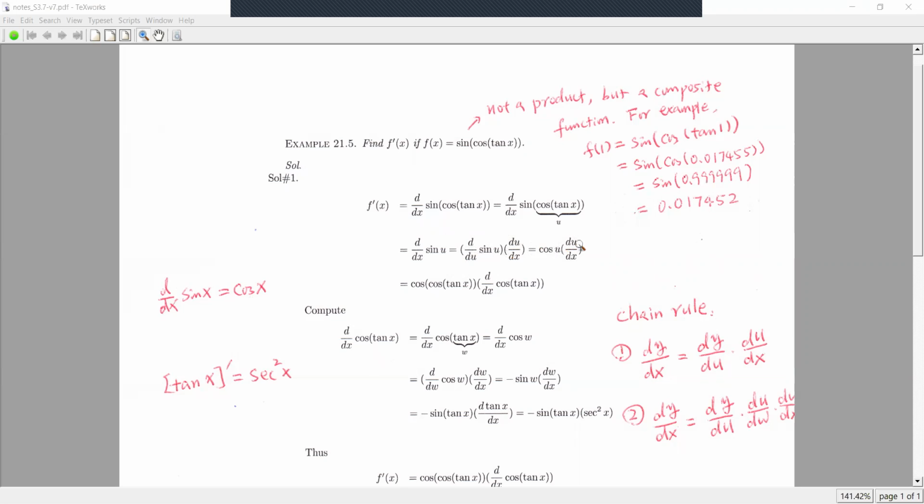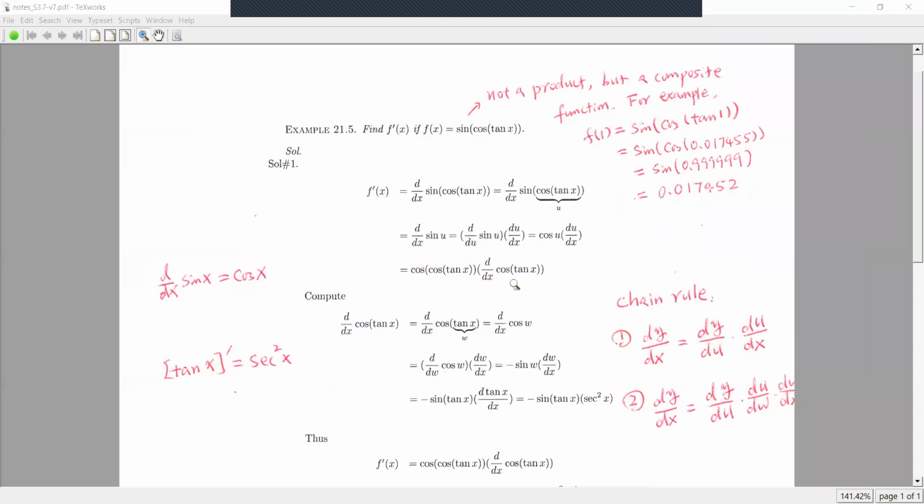Now remove the intermediate variable u. u is cosine of tangent of x, so plug in cosine of tangent of x for the u here. Then I have this equation. Next, I need to compute this derivative. The function in this derivative is not a product. It is not cosine times tangent. So we cannot use the product formula to compute this derivative.